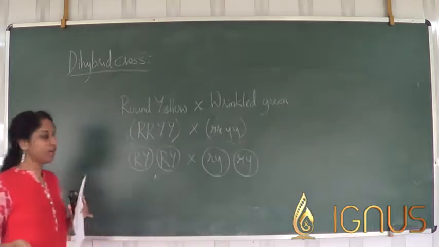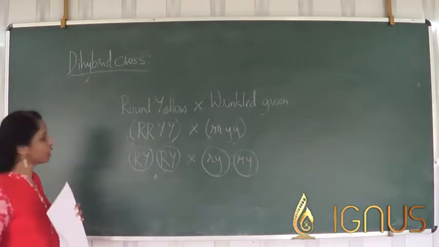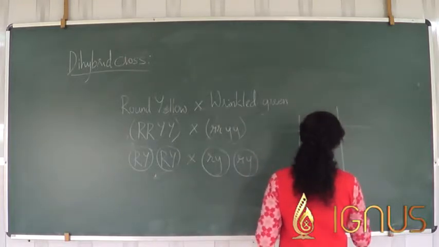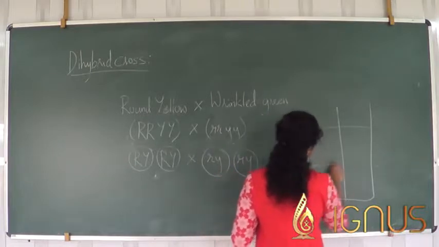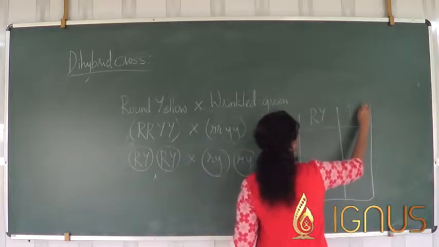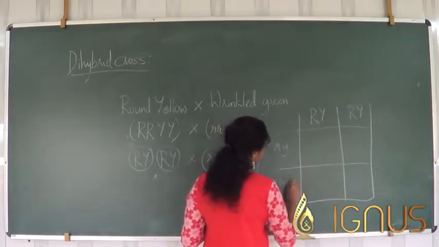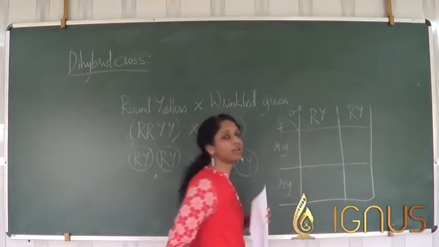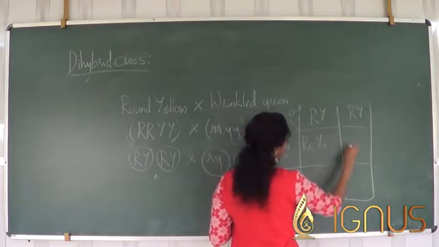But because they are the same, I'm not going to write it again and again. Now if you're going to cross it, like in monohybrid cross, draw a Punnett square. So you would have capital R, capital Y, small r, small y, small r, small y, this being the male, this being the female. Crossing it, you get capital R, capital Y, small y.